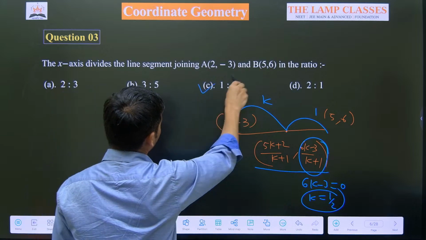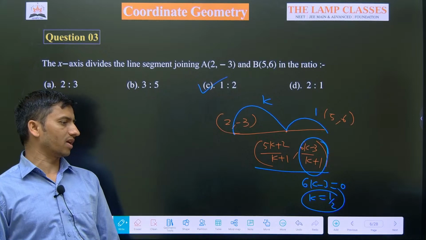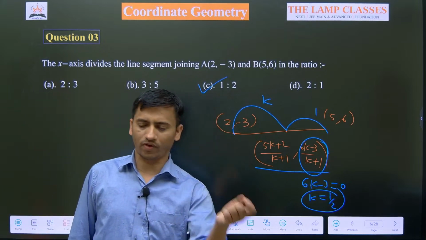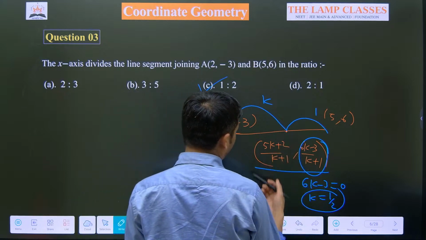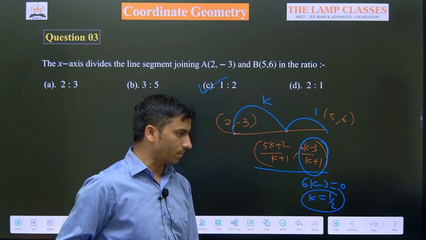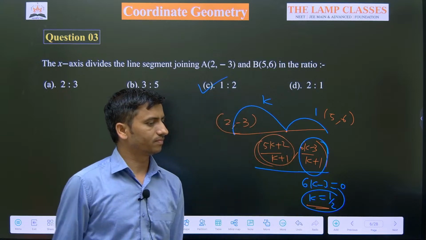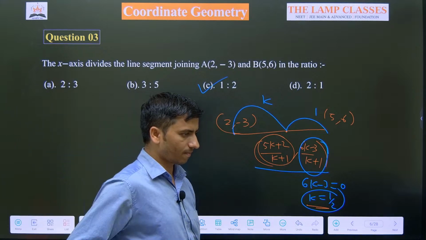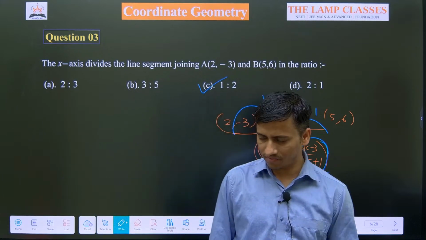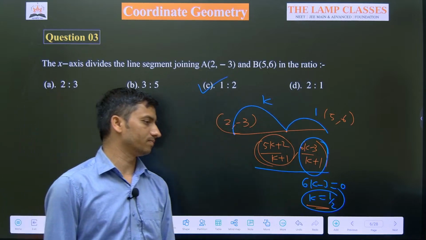We'll mark option C. This can be a 2 or 3 mark question, guys, and in that case they might ask you to find out the ratio, and also they may ask you to find the coordinate of the point. So if they ask you the coordinate of the point, you have to replace k by 1 by 2 in this and get the x coordinate. We can do that also, right? If they ask that part, we can answer, and that can be a 3 mark question.